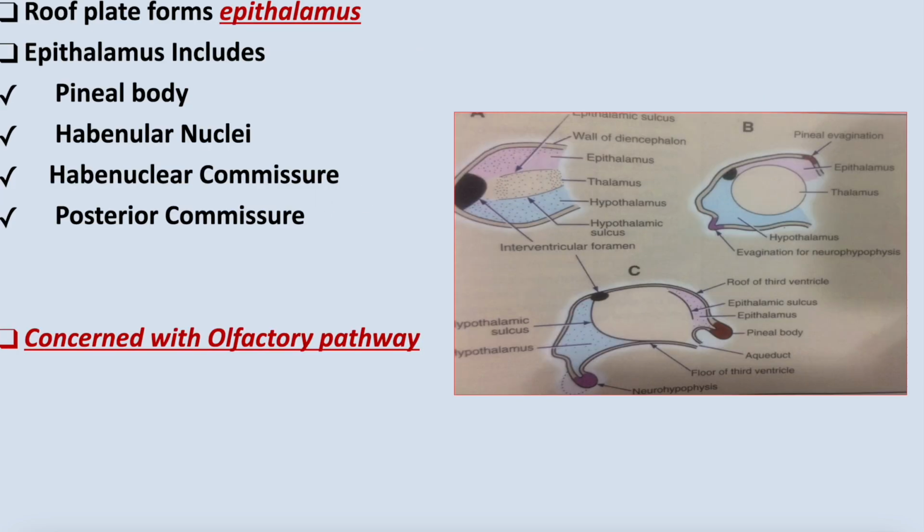Now this roof plate forms the epithalamus. This epithalamus includes the pineal body, habenular nuclei, habenular commissure and posterior commissure, which are concerned with the olfactory pathway. The pineal body basically has a stalk which has two laminae, superior and inferior laminae, and in those laminae the habenular and posterior commissures are lying.